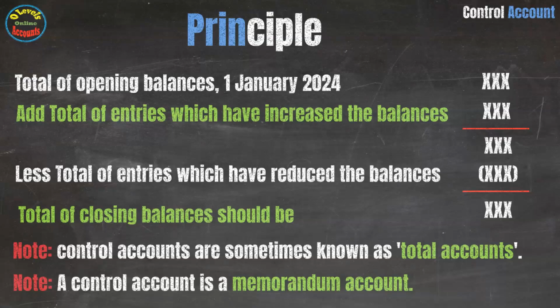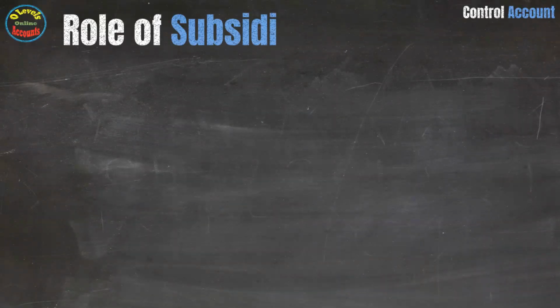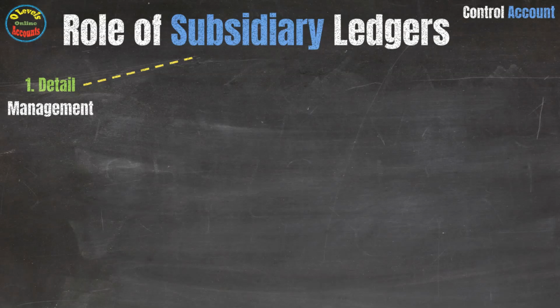Let's check the role of subsidiary ledgers in the context of control accounts. Subsidiary ledgers play a crucial role in the functioning of control accounts by providing the detailed breakdown of transactions that are summarized in the control accounts. Here's an in-depth look at their role. The first point is detail management. It will be explained with the help of two further subpoints. The first subpoint is granular data.